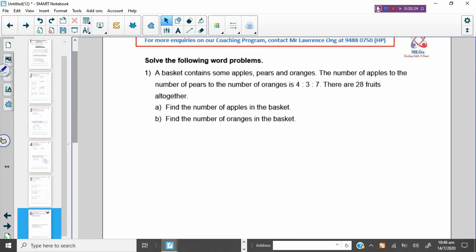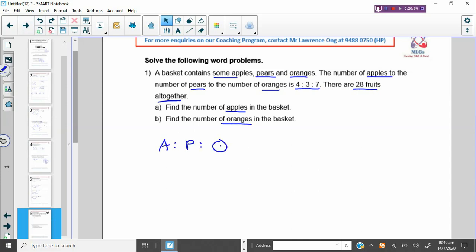And it gets harder because you have three kinds of numbers here. Now, a basket contains some apples, pears, and oranges. The apples to the pears to the oranges is 4 is to 3 is to 7. And there are 28 fruits altogether. So can you find the apples in the basket? And can you find the oranges in the basket? If this is a ratio problem, the first thing you must always do is to label your ratio. Apple is to pear is to oranges.